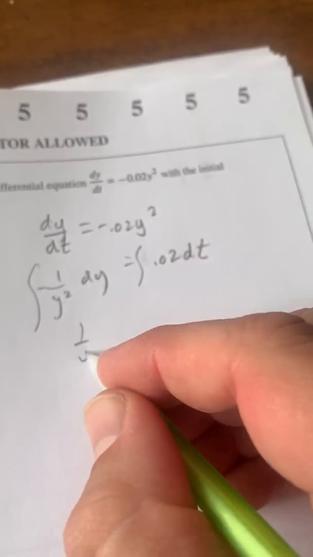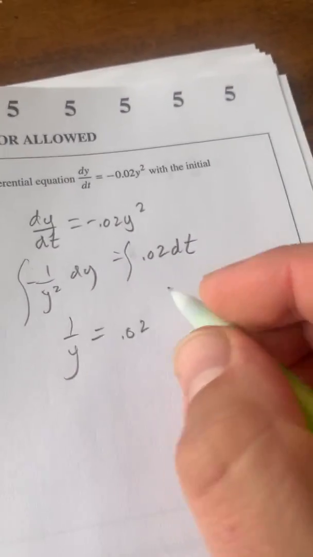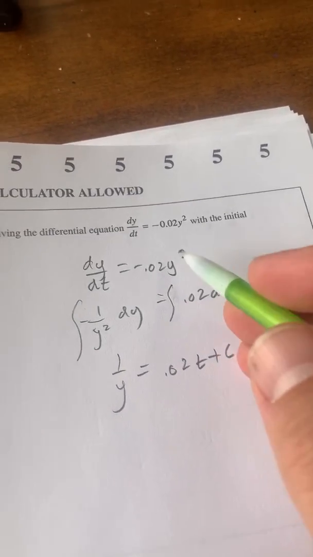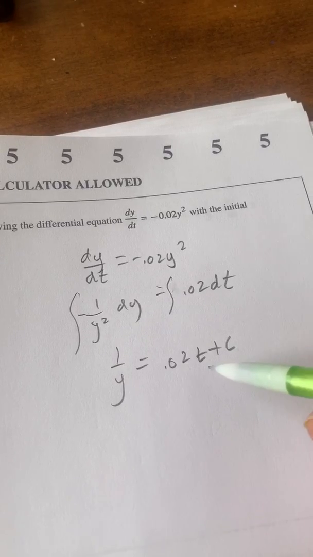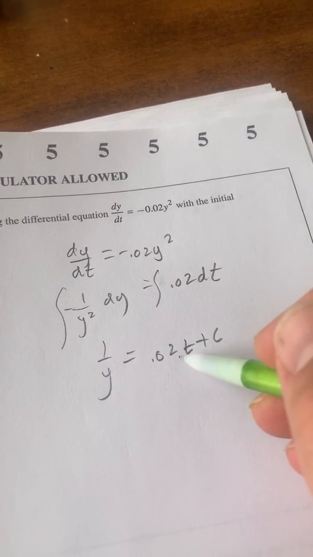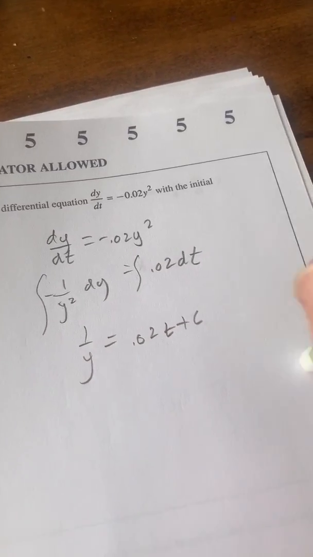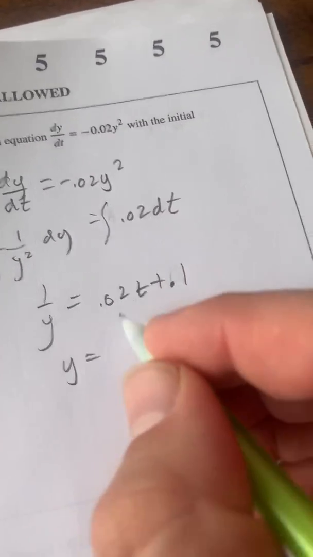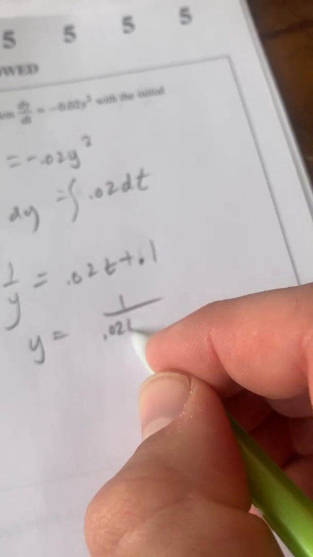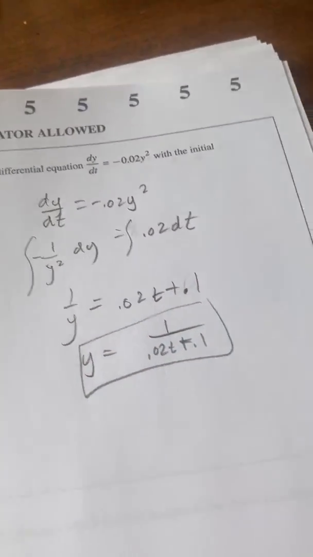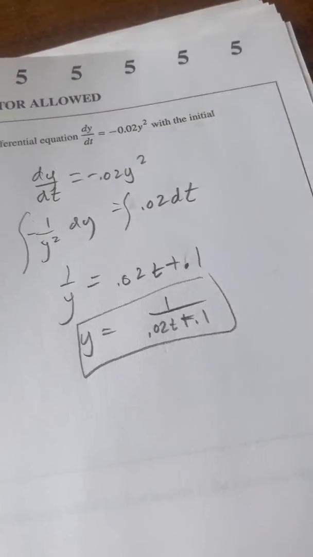So then I can just get 1 over y equals 0.02 t plus c. And so then I'm going to solve for c by using my initial condition. So it says when t is 0, y is 10. So if I put a 0 here and a 10 here, then c equals 1/10 or 0.1. Okay, if I flip y over, I got to flip this whole side over. So 0.02 t plus 0.1. And that'd be good enough to solve for y. You could multiply everything by 50 if you want to, but I'm not going to do that.